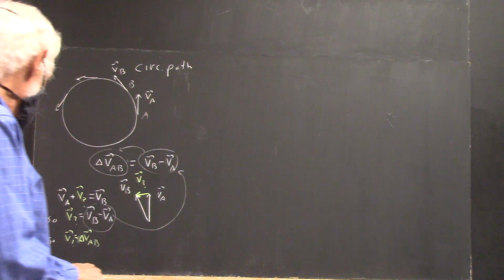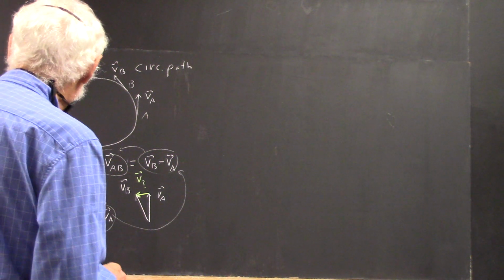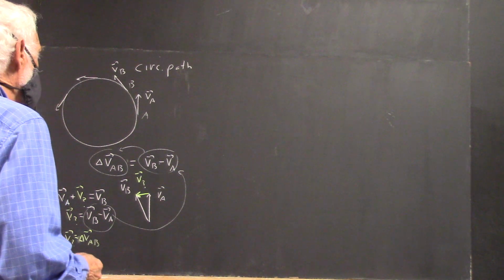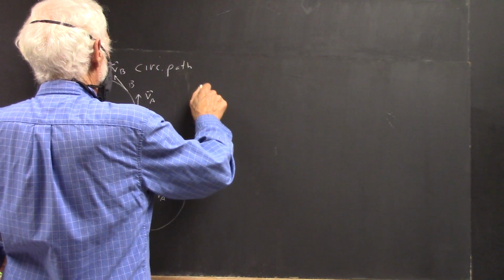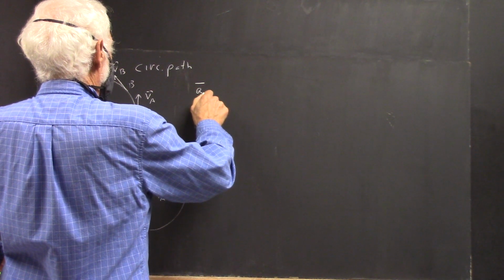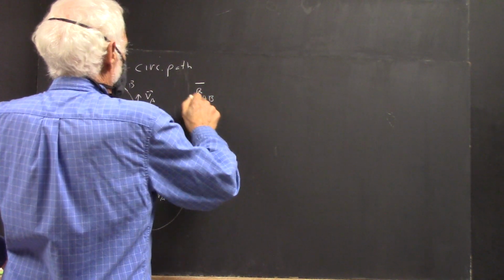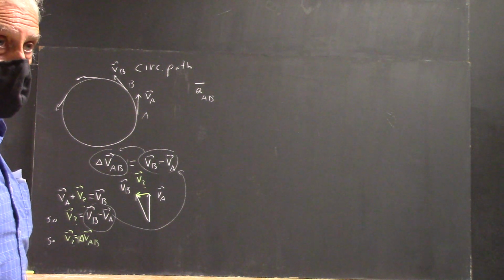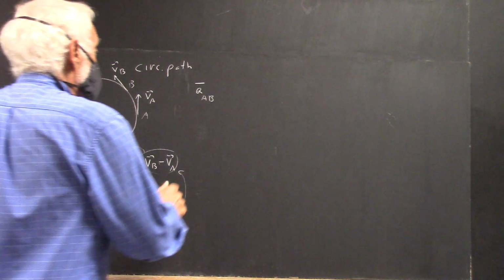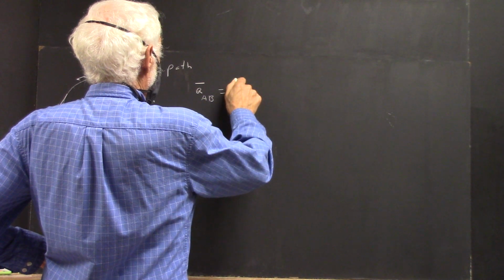Okay, well, then, what's the average acceleration from point A to point B? Well, average acceleration is delta v over delta t.